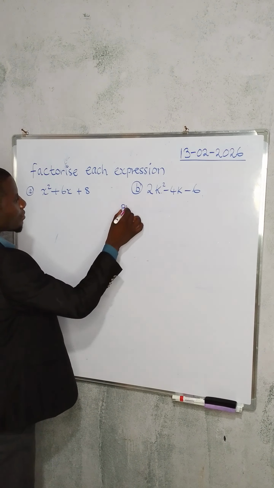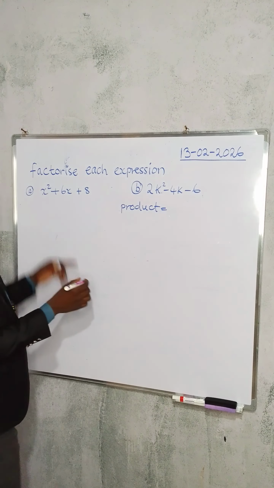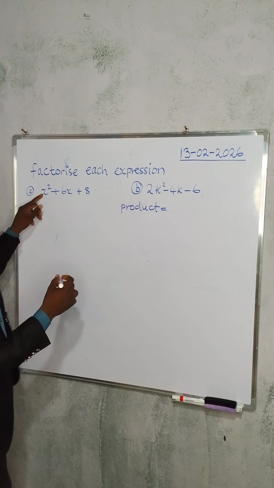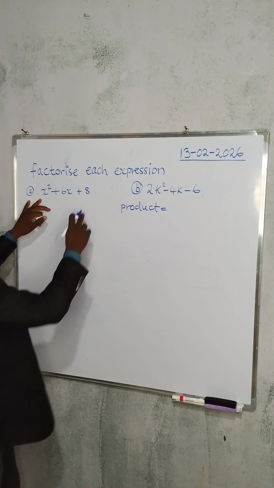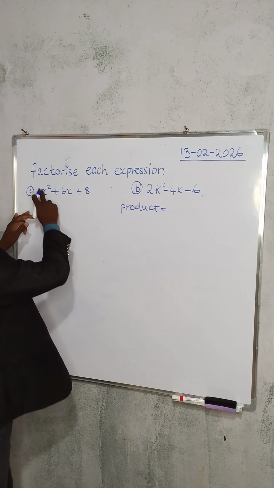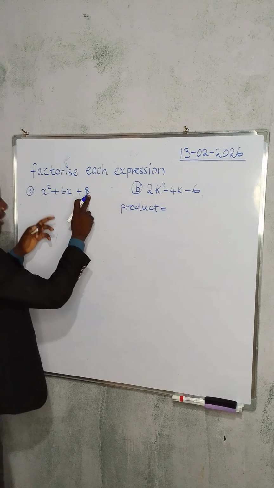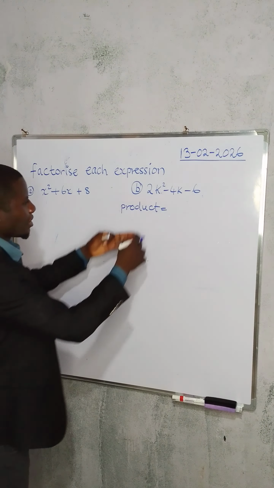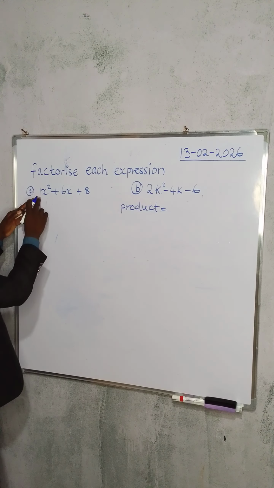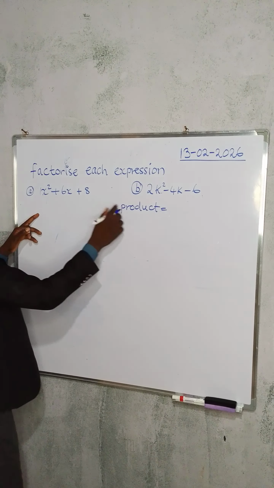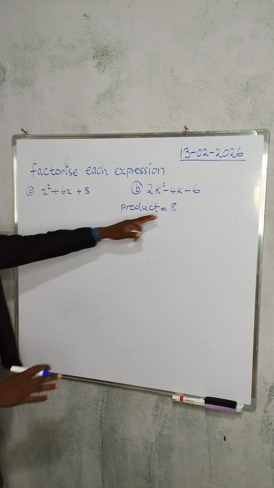The product we get by multiplying the coefficient of the first term there by the last number there. So we multiply the number which is the coefficient of x^2 by the last number. Whatever we get is our product. In this case, we have 1 there, so 1 times 8 is going to give us 8. So our product is 8.